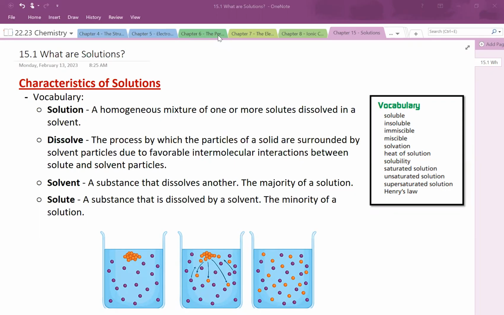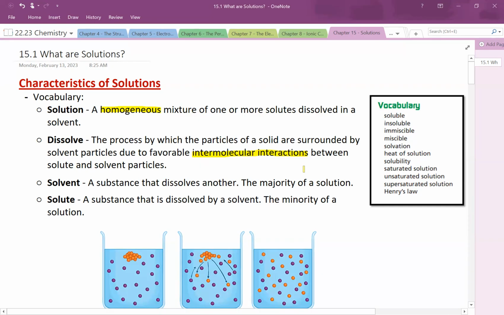So for quick initial vocab words, a solution is a homogeneous mixture of one or more solutes dissolved in a solvent. I'm going to highlight homogeneous, right? We talked about that earlier in the year. Meaning evenly dispersed and you can't see the different parts. To dissolve is the process by which the particles of a solid are surrounded by solvent particles due to those favorable intermolecular interactions between the two, solute and solvent particles, right? Intermolecular meaning forces between different molecules.